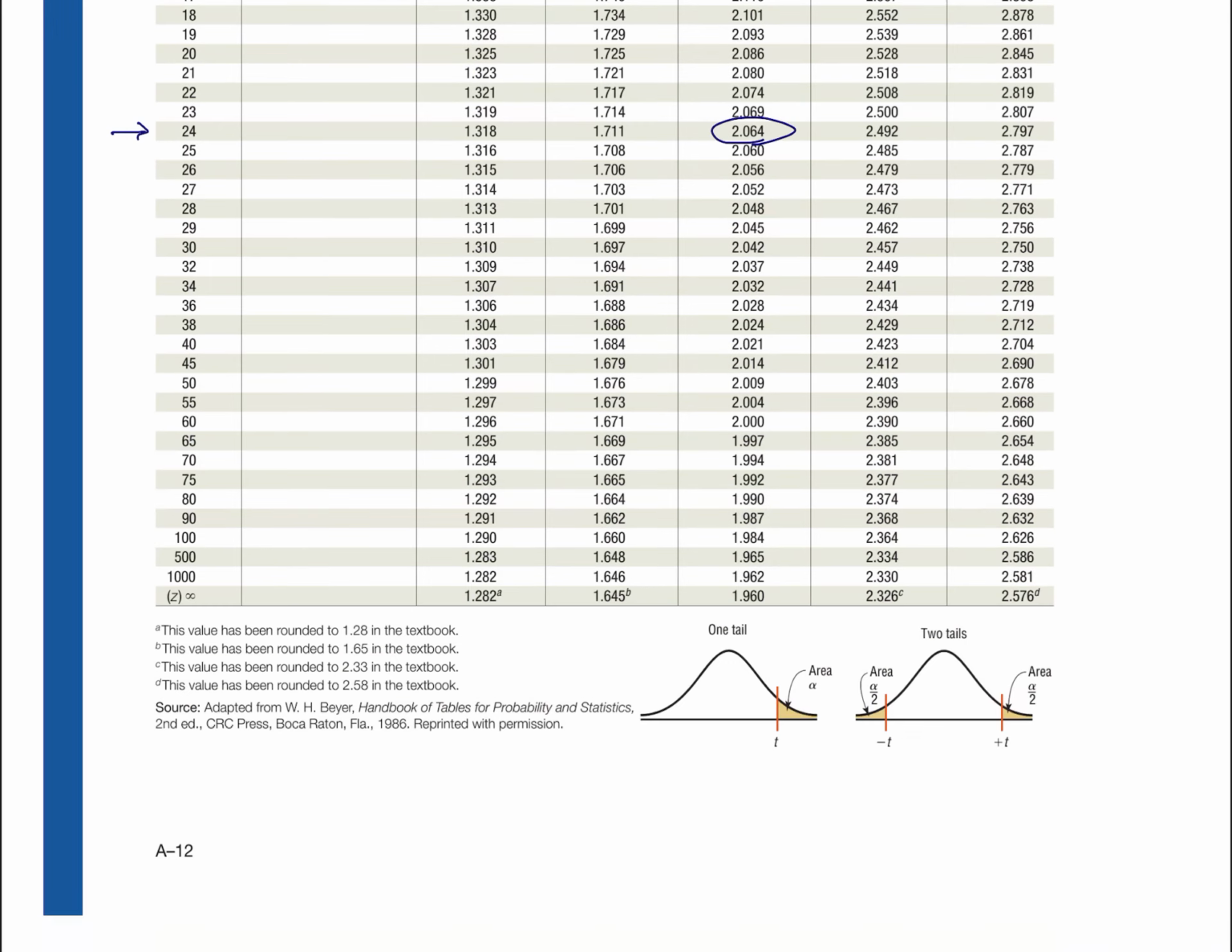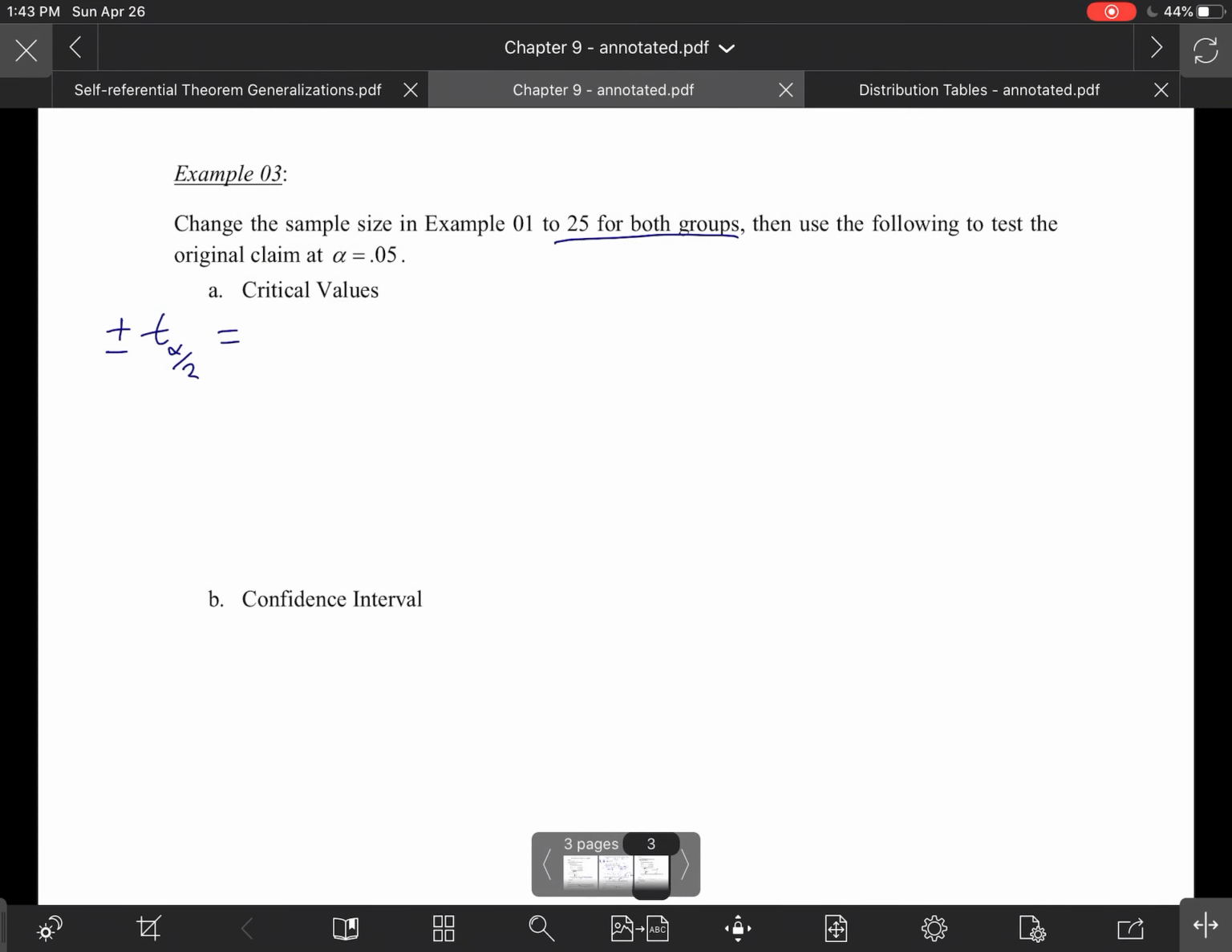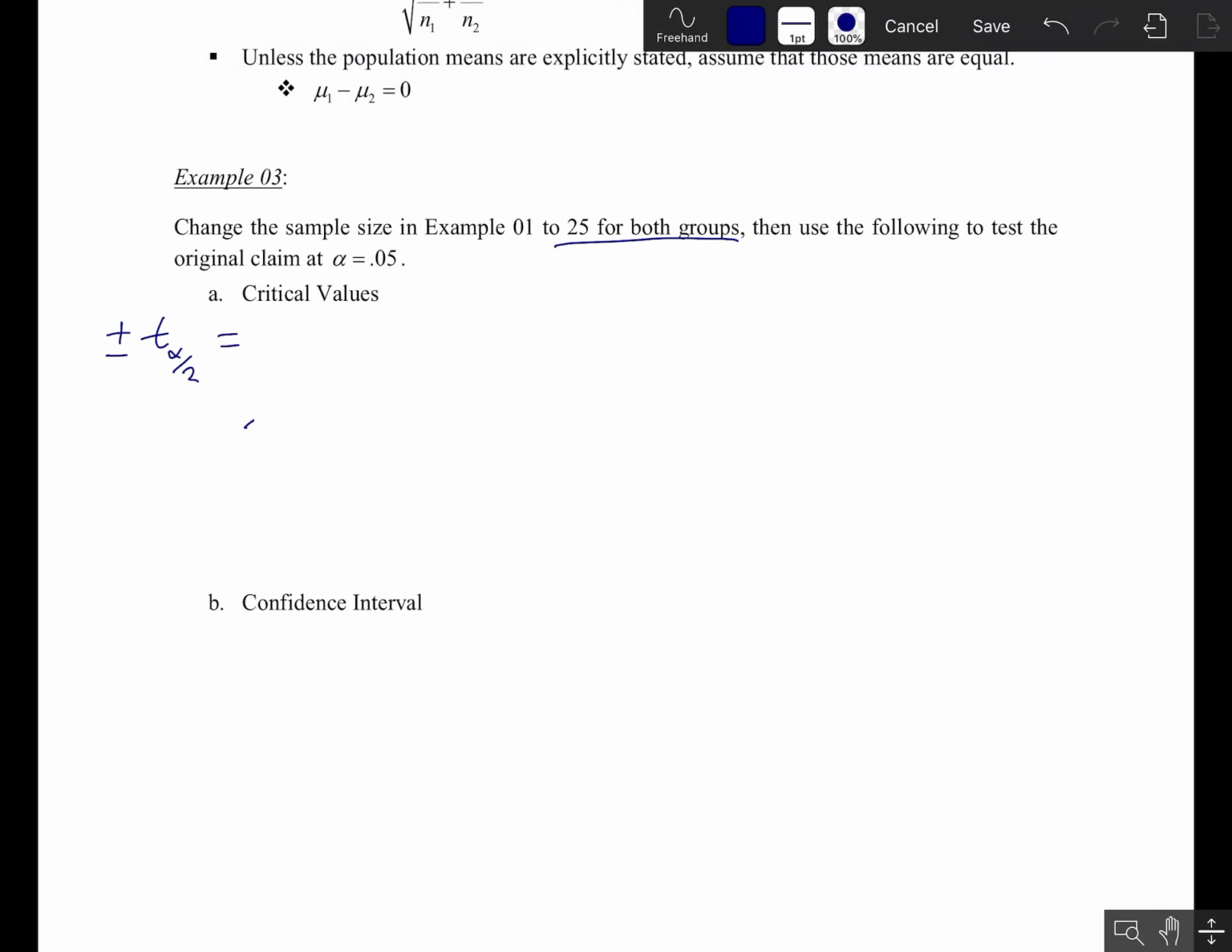So I can go back to the previous page, and I'll get my critical t-value of 2.064. But because this is two-tailed, I have to do the same thing that I did with the critical z-values. I'll have plus or minus 2.064. So those are going to be my critical t-values.